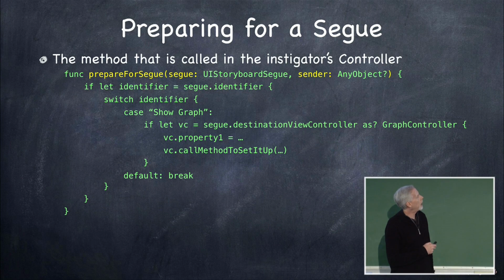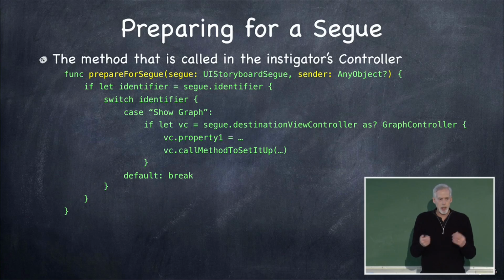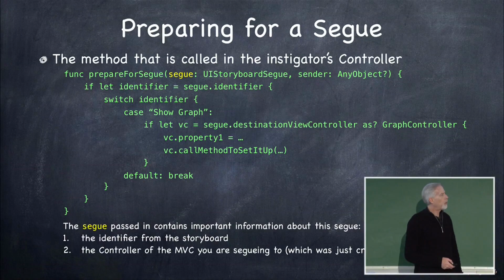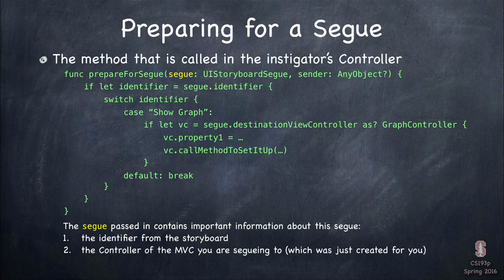All right, so let's talk about prepare for segue here and what it does, how you make it work, what all the parts of it are, okay? So first of all, you have the arguments here for prepare for segue. The first argument is the segue. So this is an instance of a class called UI Storyboard Segue, and it contains interesting information about the segue, most notably the identifier, okay, that identifier we typed in the inspector, and also the controller of the MVC that you're segueing to. It just created it, because remember, segues always create an MVC. So it just created that thing, and you can get a pointer to it from this segue argument right here. One of the properties on UI Storyboard Segue is the destination view controller.